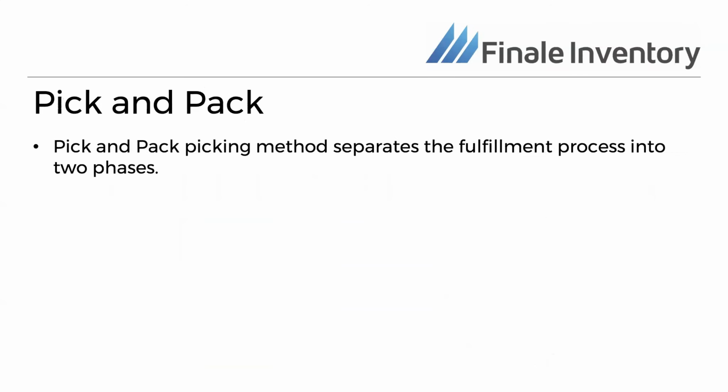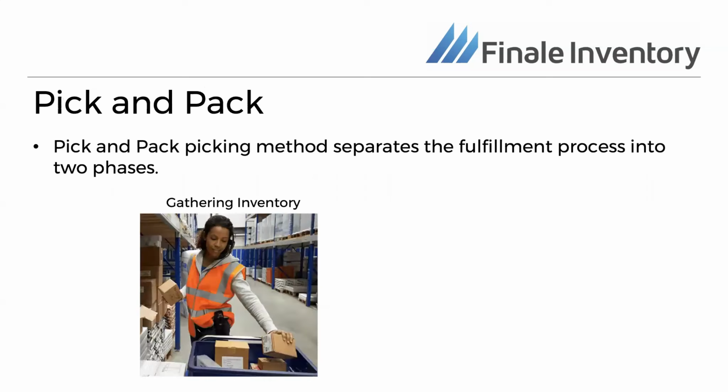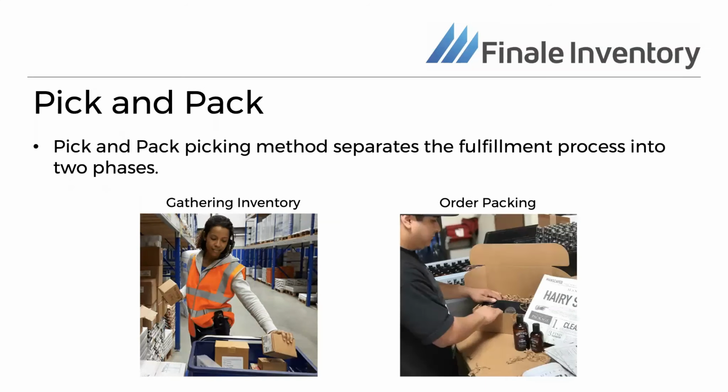And lastly, there's pick and pack. Pick and pack is where you separate the fulfillment process into 2 phases. First, you're going to scan the orders in, and Finale compiles a pick list for those orders. You then go out into the warehouse and you gather the inventory. At this point, you're not separating the inventory to the orders, you're just gathering everything that you need and you're putting it on your cart. Next, you take it to the packing station. At the packing station, that's where you're going to scan each individual order, and Finale's barcode scanner will tell you what to get from that cart that you just picked. And so you're separating the picking from the packing.